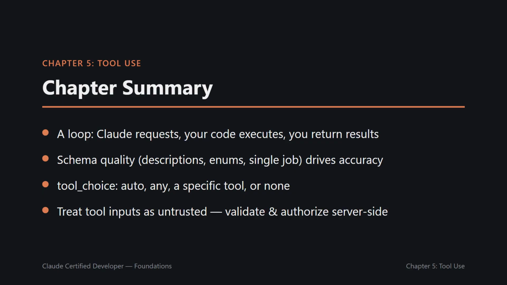tool_choice controls whether and which tool is used. Handle parallel tool calls by matching results to calls via tool_use_id, not position, and return real errors as is_error tool results rather than fabricating fallback text. And treat tool call inputs as untrusted, the same as direct user input, especially for tools with real side effects.